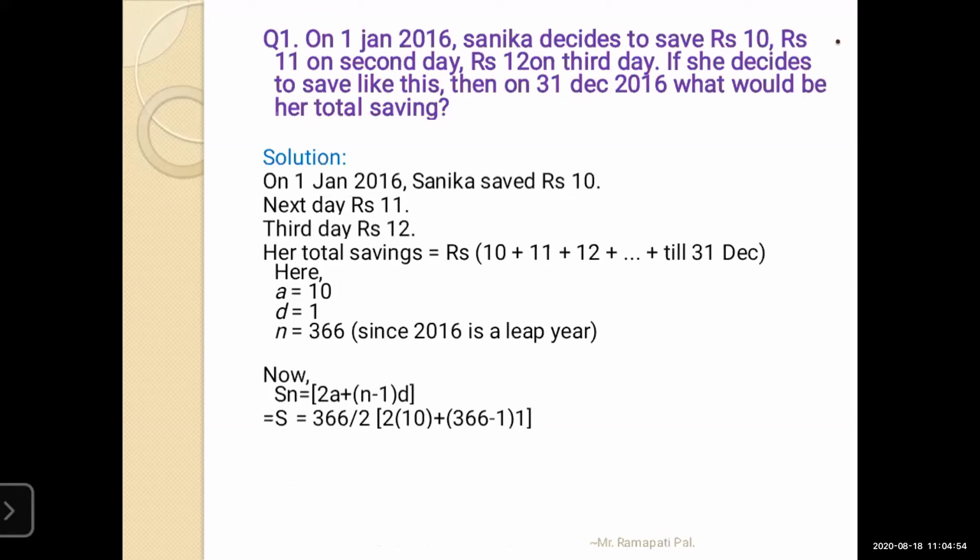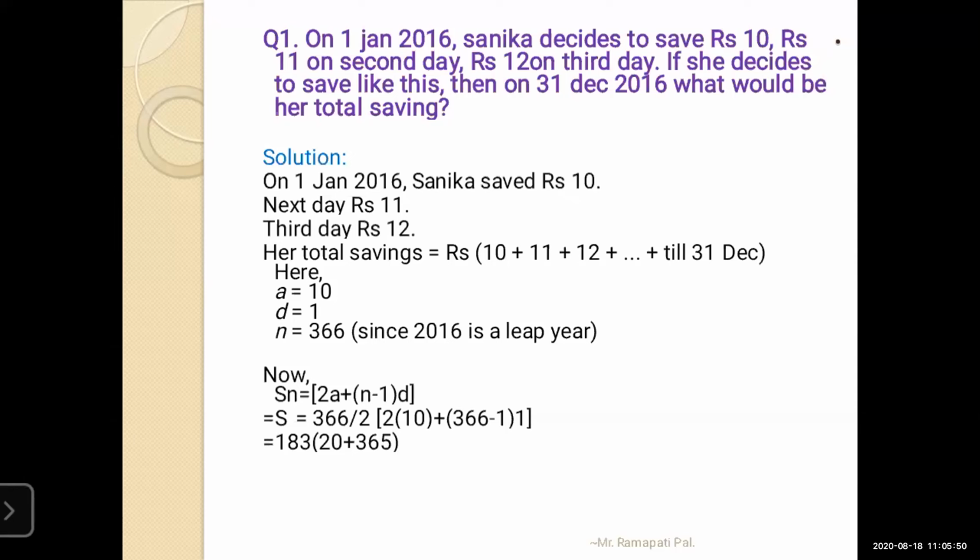S366 is equal to 366 upon 2 in the bracket, 2 into 10 plus (366 minus 1) into 1. So when we divide 366 by 2, what we get? 183. Correct? So 366 divided by 2 is 183. So 183 in the bracket 20, because 2 into 10 is 20, and then 365. So 365 plus 20, what becomes?